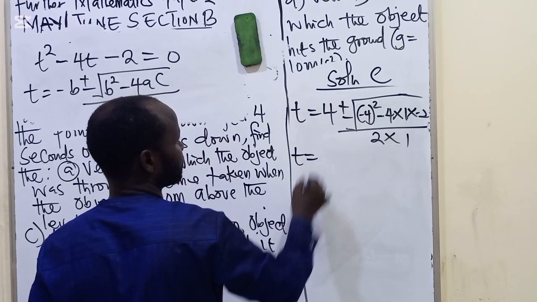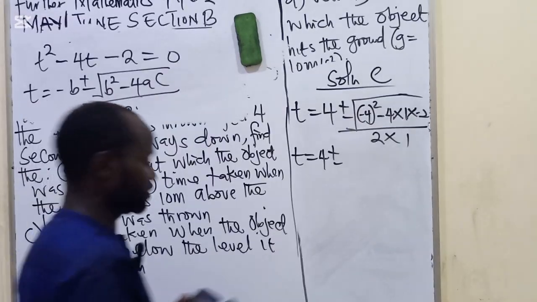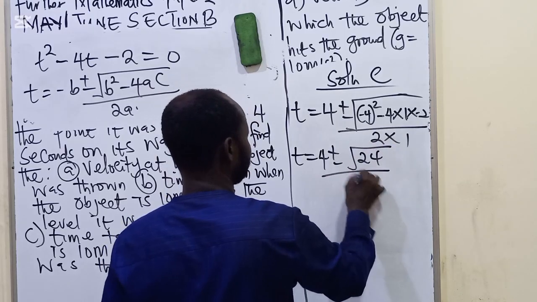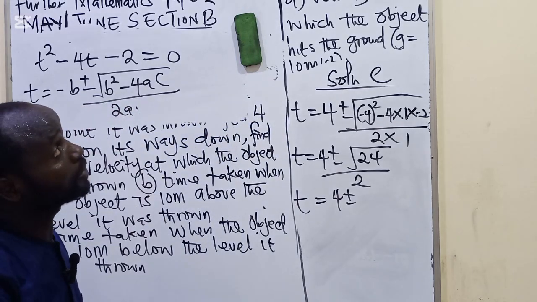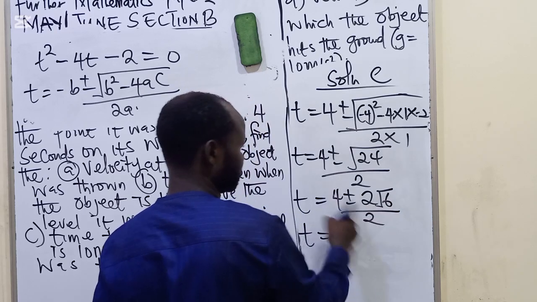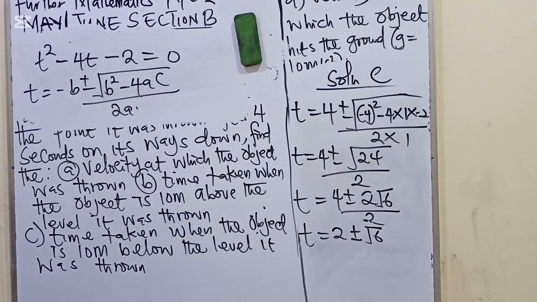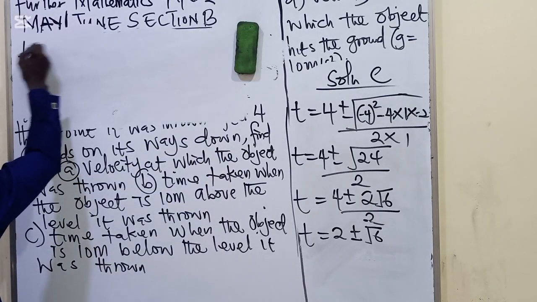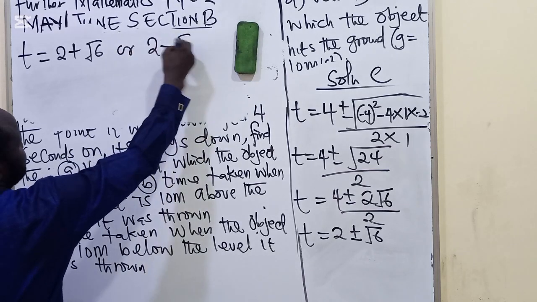T now will be 4 plus or minus, this is 16 plus 8, that will be 24. We have root 24 divided by 2. T will now be 4 plus or minus root 24, which is the same as 2 root 6, divided by 2. T now will be 4 divided by 2 is 2, plus or minus 2 root 6 divided by 2, that will be t now will be 2 plus or minus root 6. Two values of t again. First value, we have t such that t is 2 plus root 6 or 2 minus root 6.